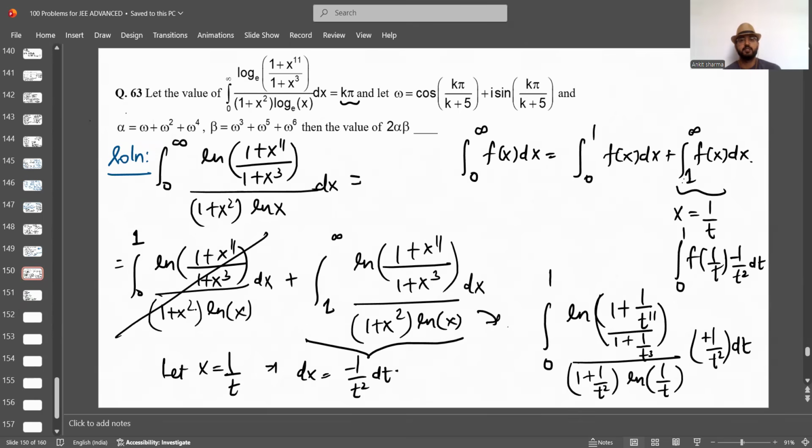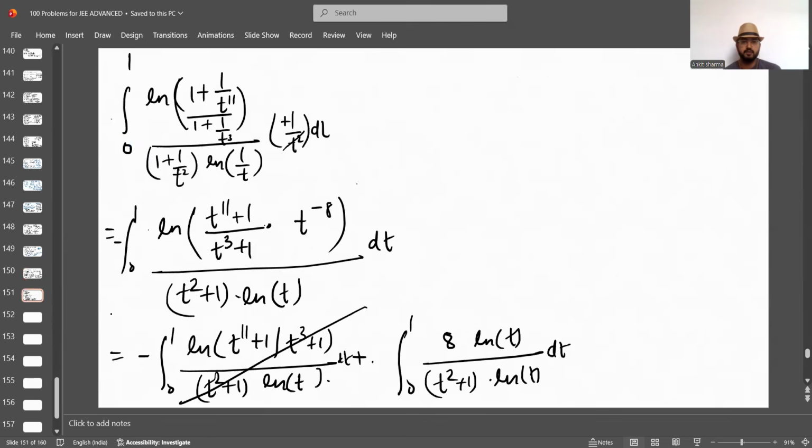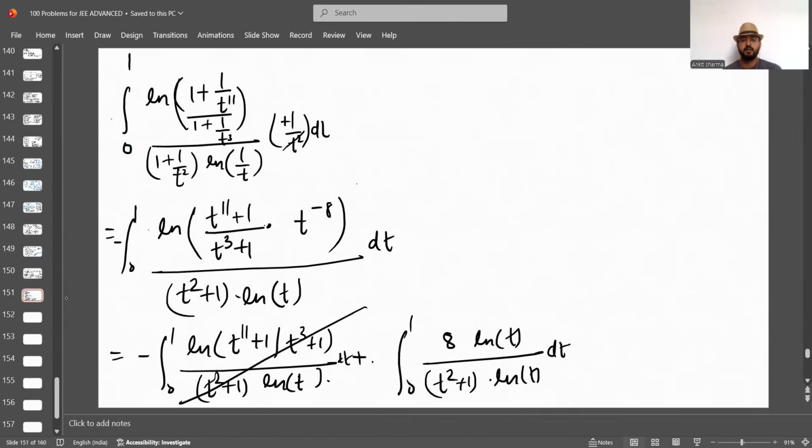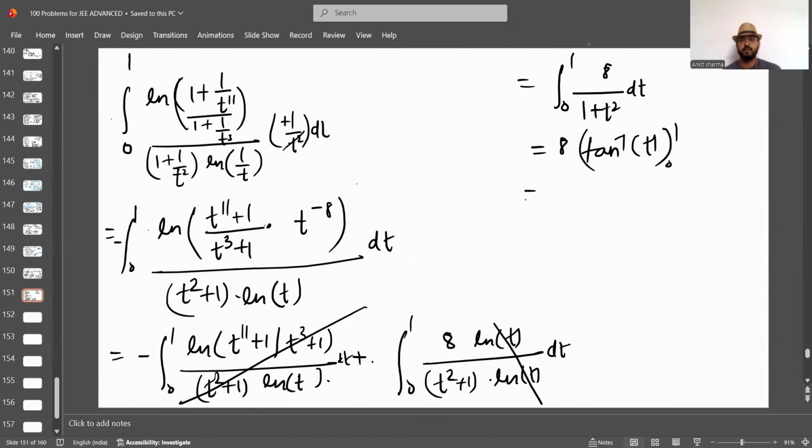That means this entire expression is now equivalent to simply the integral from 0 to 1 of 8 times 1 over 1 plus t squared dt. And now if I solve, the ln t also gets cancelled. This gives me the integral from 0 to 1 of 8 over 1 plus t squared dt, which will be 8 times tan inverse of t, with limits from 0 to 1. If I plug in 1, I get pi over 4, minus 0. So this turns out to be 2 pi basically.